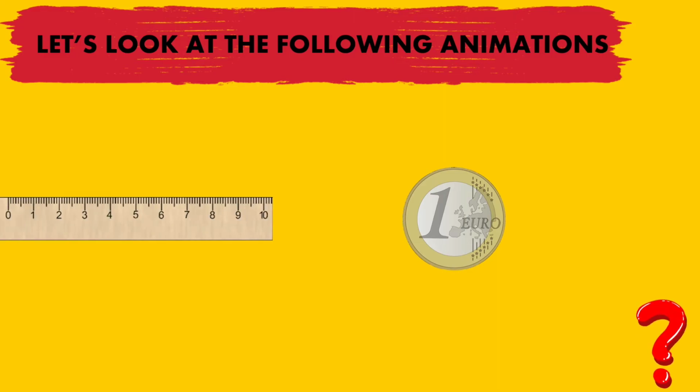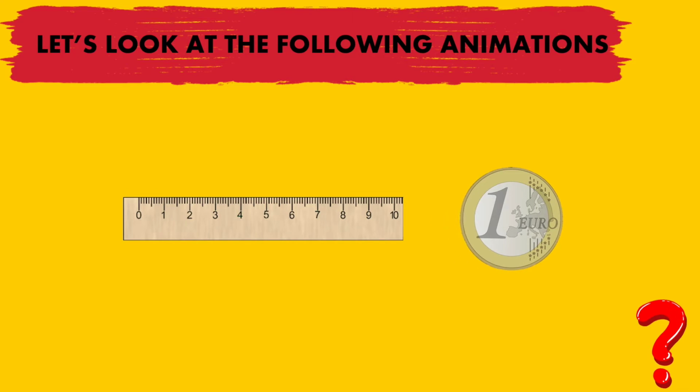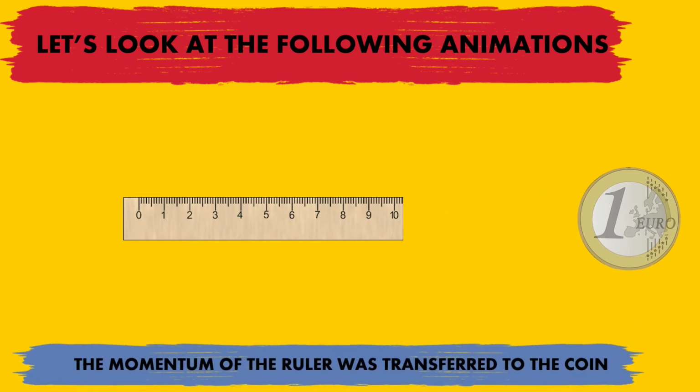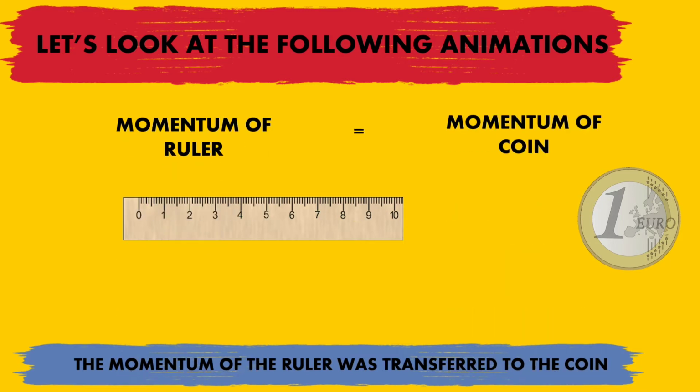Let's see. As you might have properly guessed, the momentum of the ruler was transferred to the coin, causing it to move forward. Assuming that no energy was lost, by the law of conservation of momentum, the momentum of the ruler before it collided with the coin is equal to the momentum of the coin after.